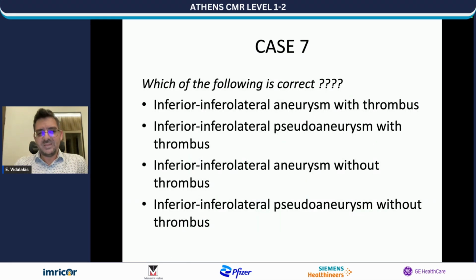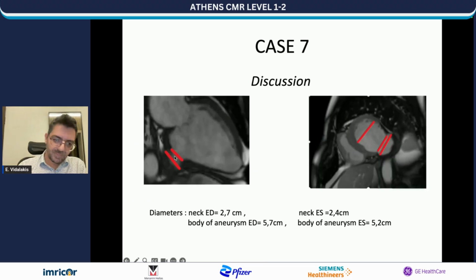So what is this? It looks like an aneurysm, but somebody can say that this is an inferolateral pseudoaneurysm with thrombus. And why is that? Because the neck of the aneurysm is smaller than the bottom of the aneurysm, and also there is no muscular tissue surrounding the thrombus. So the pseudoaneurysm has a smaller neck than the bottom, and also we cannot say that there is any muscular tissue surrounding the aneurysm.